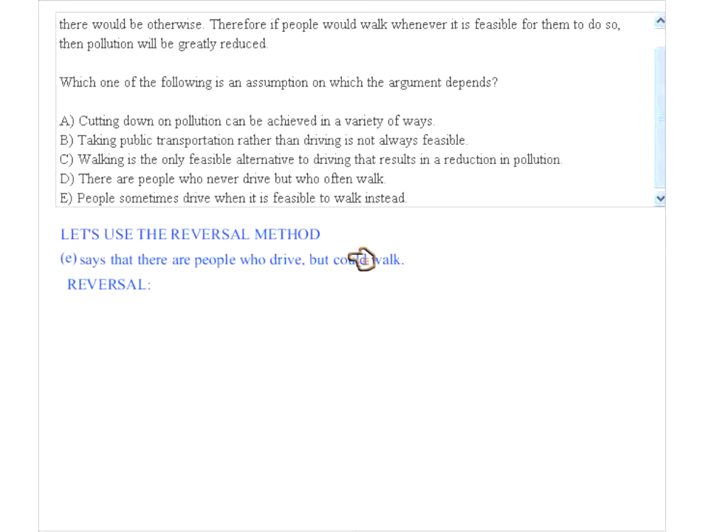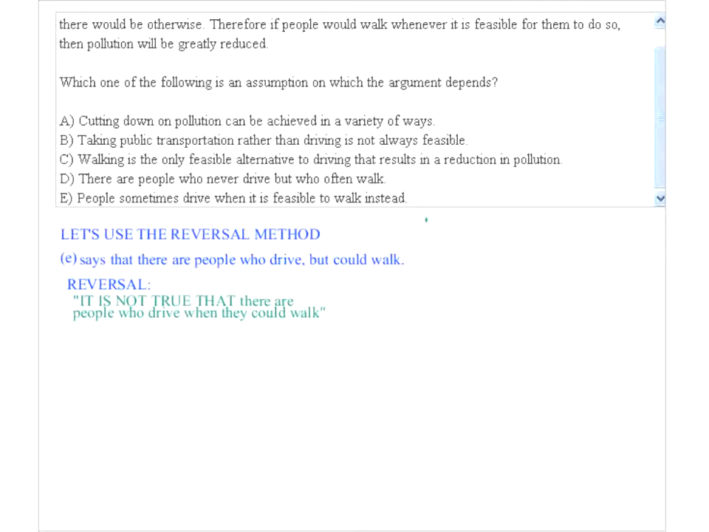So the one thing that's difficult about this is that sometimes reversals are hard to make. But let's try this in 2 steps. The reversal is: it is not true that there are people who drive when they could walk. Yeah, the one that was just typed in the text box is the correct reversal, the one typed by a user called Needy.